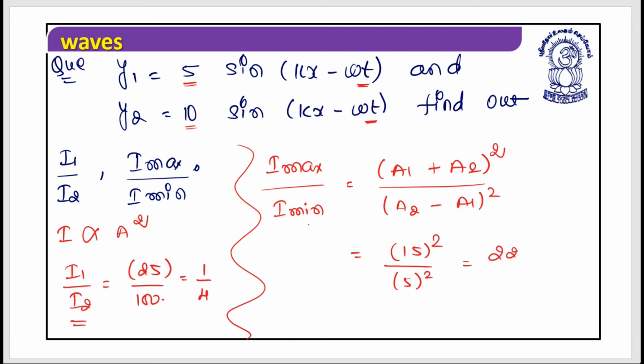So this is 225, divided by 5 square. When I say it's a 5 square, 25 nines are 225, it's 9 is to 1. This is I max is to I min. I hope this is clear. Is it clear? Are you sure?